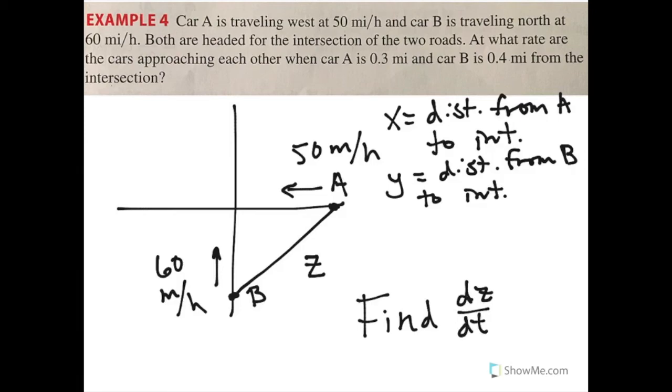So we know how far A is from the intersection, we know how far B is from the intersection, we know how fast A is moving, and we know how fast B is moving. We're trying to find dz dt. I think this one's a little bit more straightforward. It should remind you of the falling ladder problem from the last video, because we can use the Pythagorean theorem here to relate the sides. That would look like x squared plus y squared equals z squared.